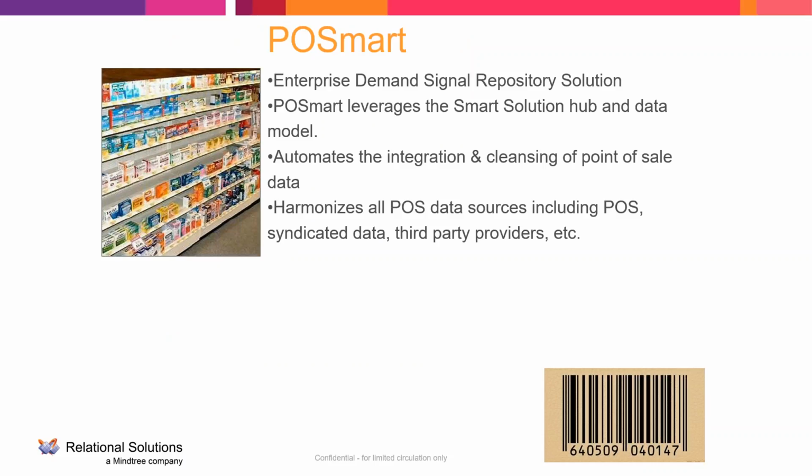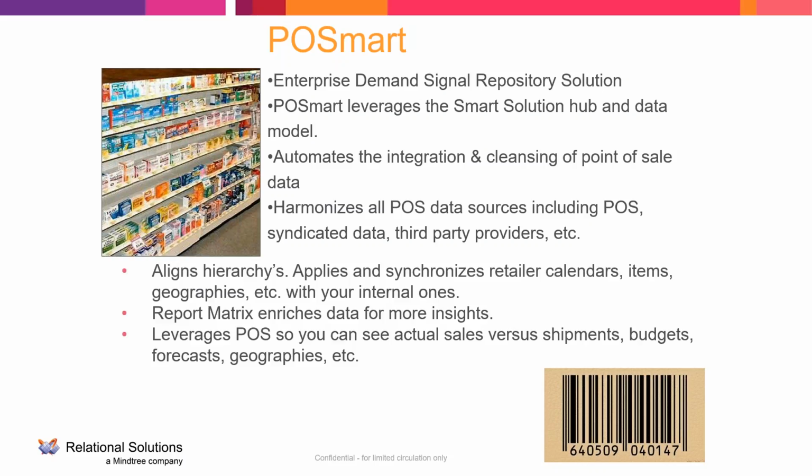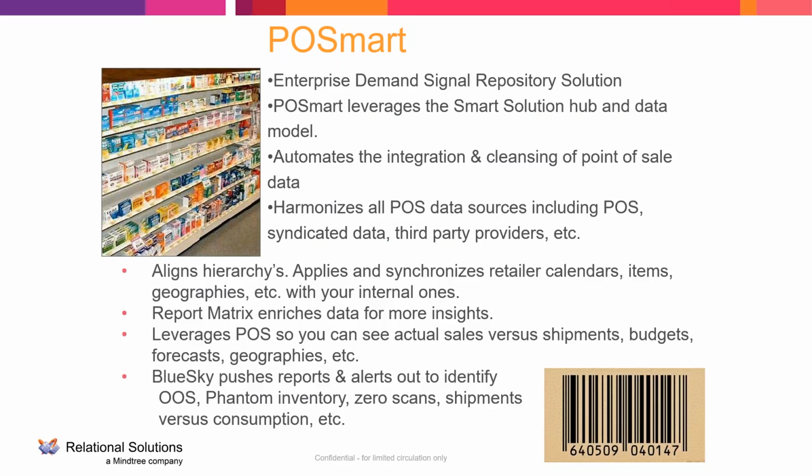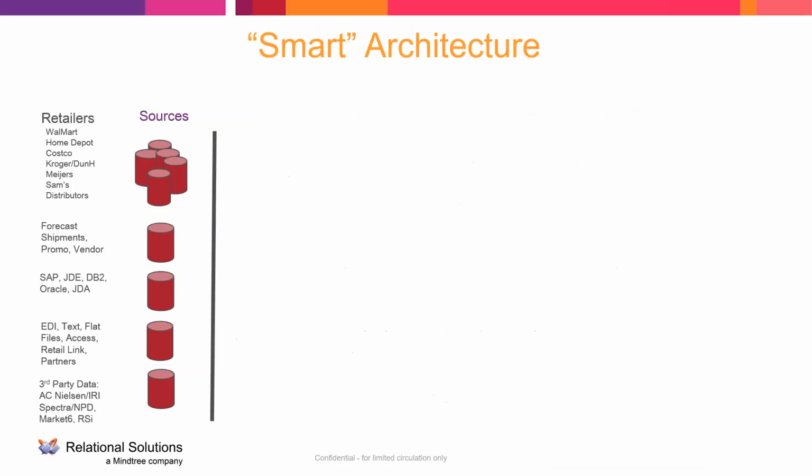We are not simply providing retailer category management reports. We are doing that, but we're also doing it in a much broader view so that you can get a 360-degree view of your sales, and we can integrate that information with other internal data that will provide more value to your business. We're aligning the different hierarchies as we talked about. And then our Blue Sky application automatically pushes reports and alerts out to end users on things like out of stock, phantom inventory, zero scans. You can see ship to consumption reports and so forth.